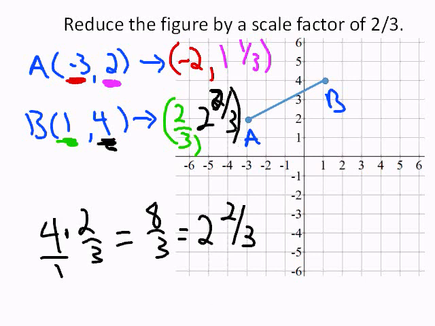So let's go ahead and plot those points, starting with the A value. I'm going to plot the A values in red. -2, 1 and 1/3. So we go -2, 1, and 1/3 is just 1/3 of the way up. This is going to be A prime.